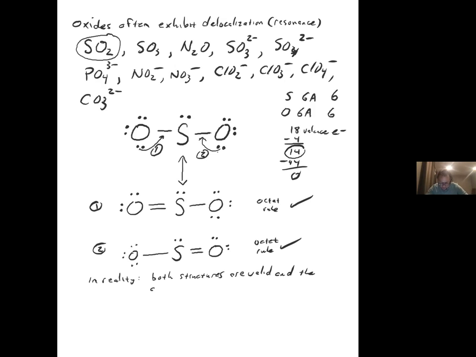The actual molecule is an average of both. That's what resonance is. Resonance is average. It's an average of more than one Lewis structure. So when someone says, hey, this molecule exhibits resonance or delocalization, what they mean is it's going to actually be an average of the two Lewis structures that we do.